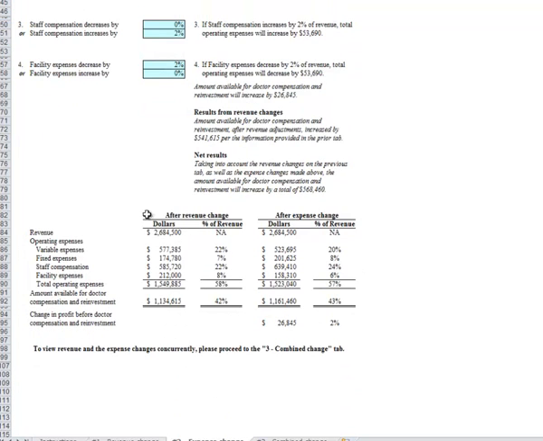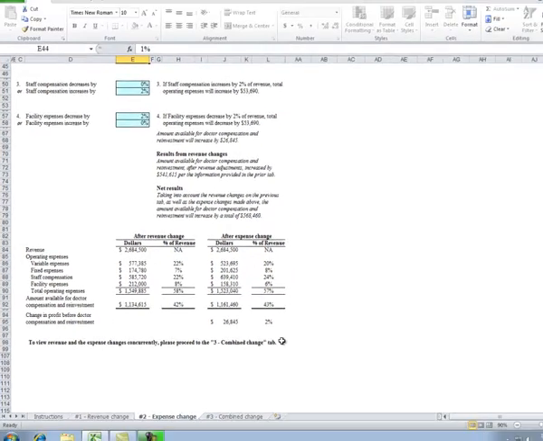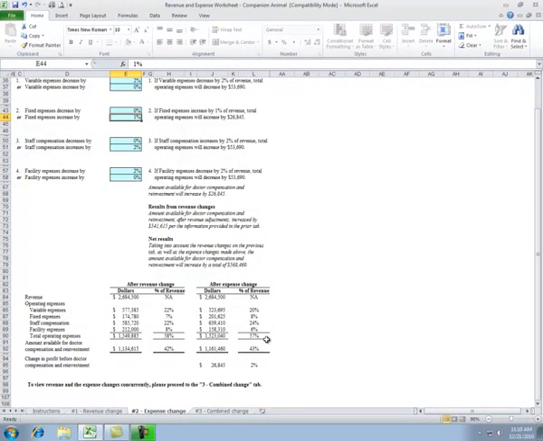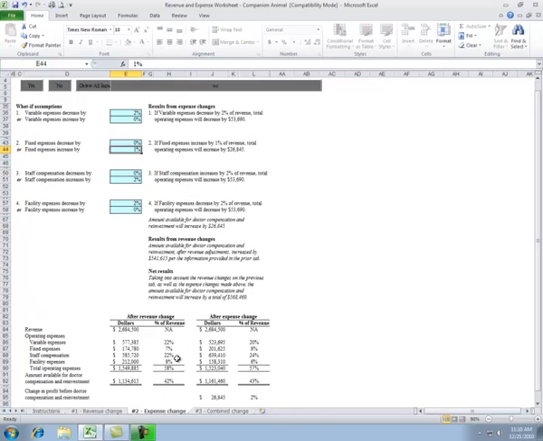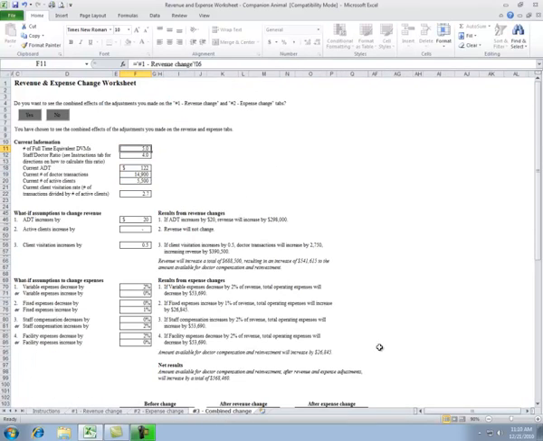So now here's what our management statement looked like before the expense changes with just the revenue changes. Now here's what the numbers look like after factoring in the expense changes as well. So overall, the improvement in the profit before doctor compensation is about $27,000 or 2%. Some things went up, some things went down. Now, if we want to look at the combined effect of these changes, let's click on the next sheet.